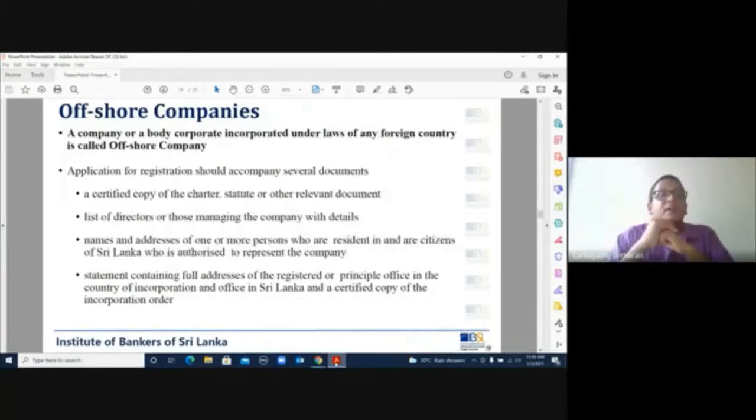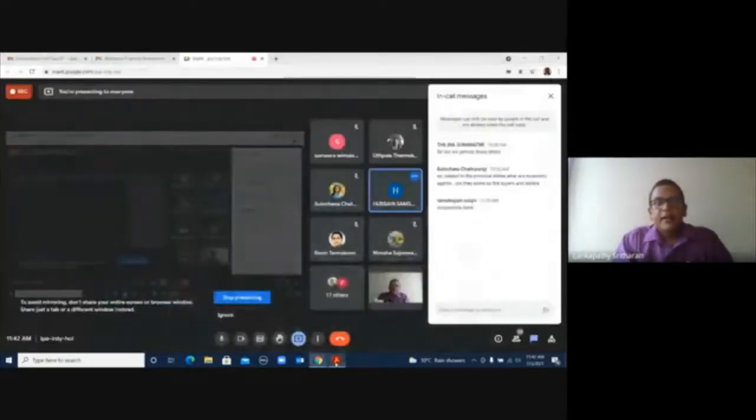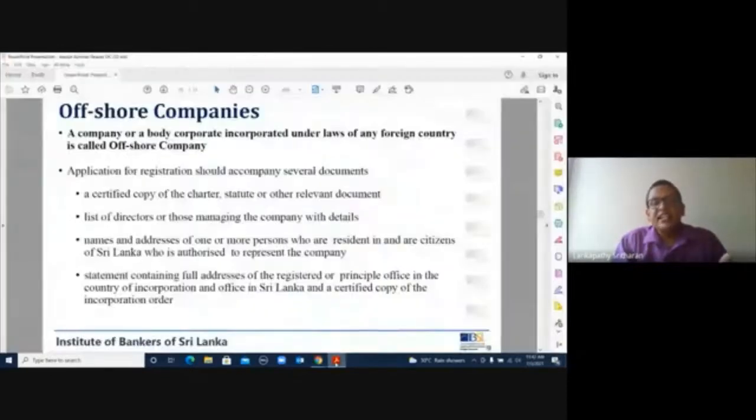Okay, there is another company called offshore companies. A company or body corporate incorporated under the law of any foreign country is called an offshore company. Generally, a company that functions in Sri Lanka but is incorporated under the law of a foreign country is called an offshore company. The application for registration should be accompanied by several documents. The first one is a certified copy of the charter, statute or other relevant document, which has to be submitted to the registrar of companies, and a list of directors or those managing the company with details.